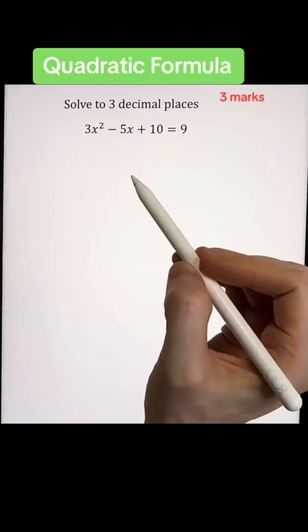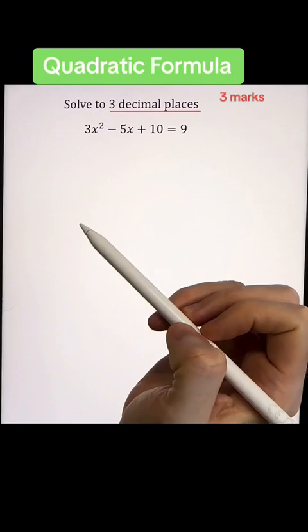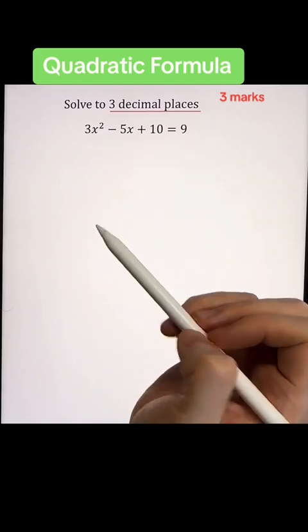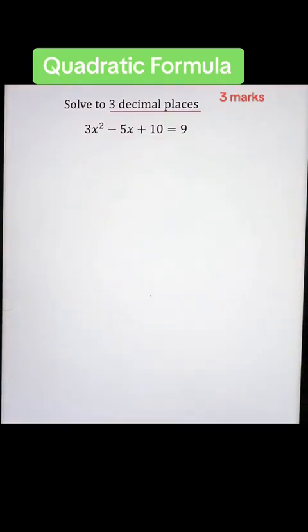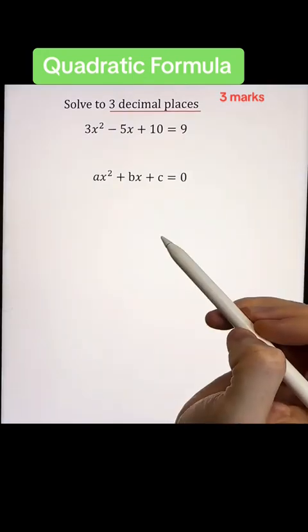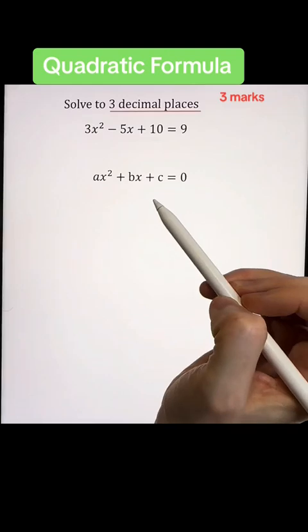We're asked to solve the following quadratic to 3 decimal places. As I'm solving to 3 decimal places, I know I must apply the quadratic formula, as that quadratic simply will not factorise. My first step is to ensure my quadratic is in the form ax squared plus bx plus c equal to 0. As my quadratic does not currently equal 0, my first step is to rearrange it by moving the 9 across to the left-hand side.